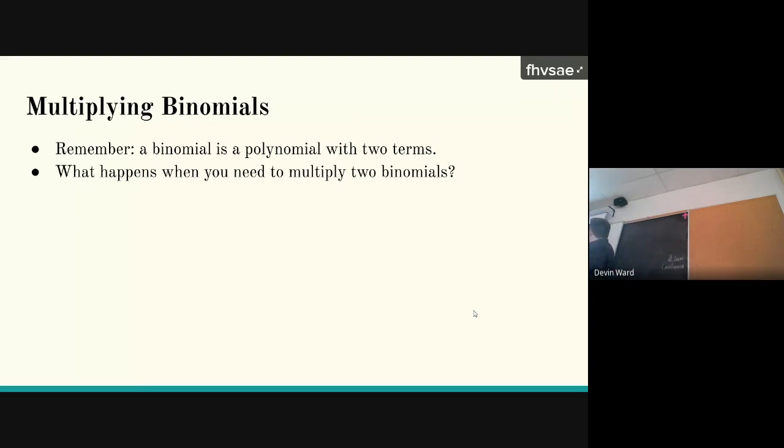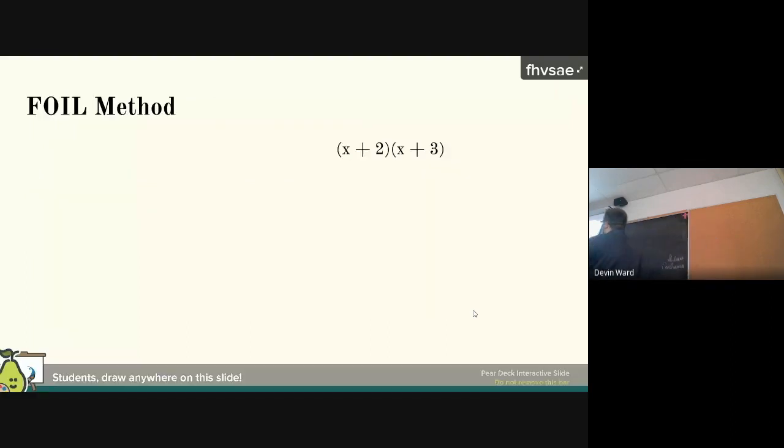So, what happens when you multiply two binomials? If we have x plus 2, that's one binomial, and x plus 3, another binomial. We use the distributive property with each term in the binomial. And to do that, we use FOIL. FOIL is an acronym. It stands for first, outer, inner, last.